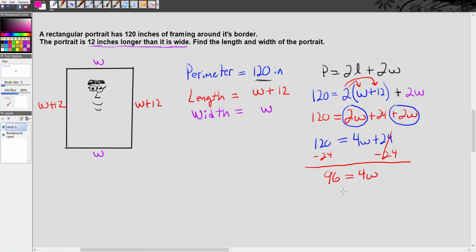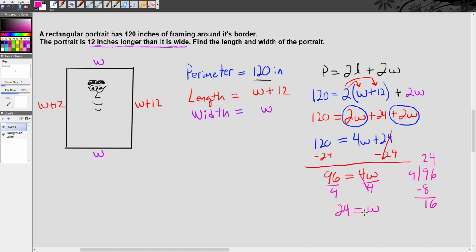So we're almost there. Last step, get rid of this 4. So we're going to divide both sides by 4 because that 4 is multiplying W. And we find that our width is, well, let's see, 96 divided by 4. 4 goes into 96 2 times. That's 8. And we bring down, 4 goes into 16 4 times. So we know that the width is 24 inches.